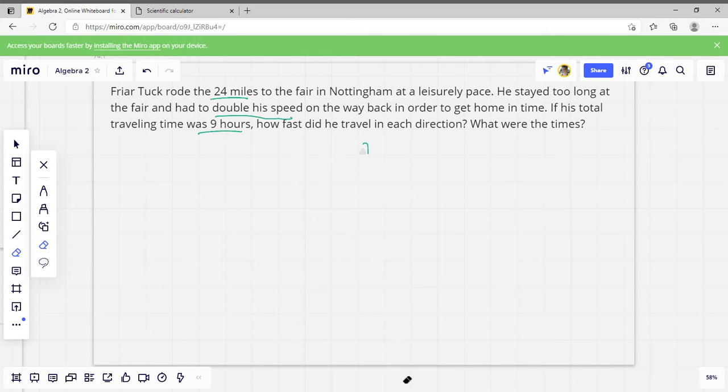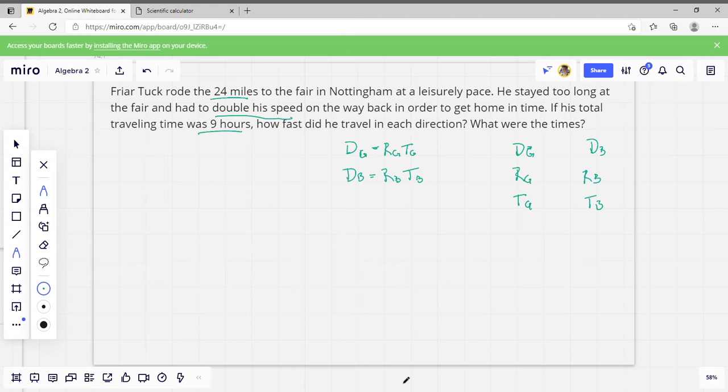So we're going to have our distance there and our distance back. So our basic equation is distance equals rate times time. So we're going to have distance going equals rate going times time going. And then we're going to have our distance back equals our rate back times our time back. And our variables are distance going, rate going, time going, and our distance back, rate back, and our time back.